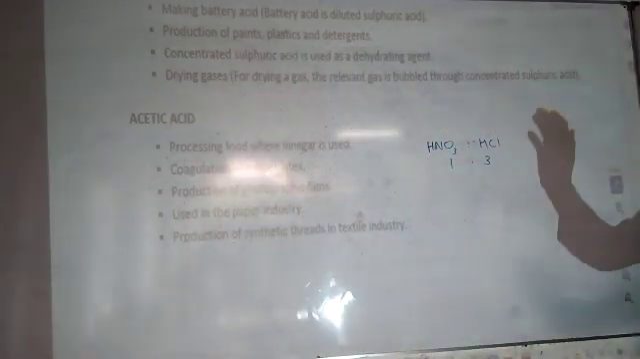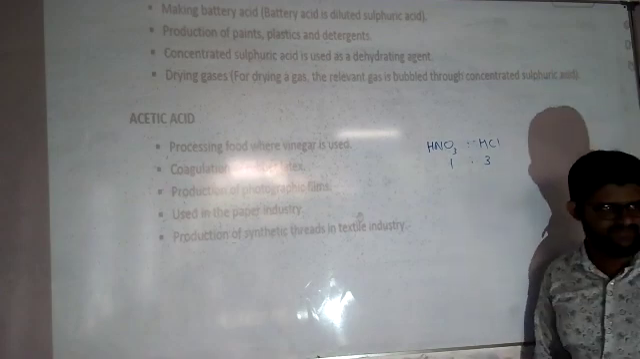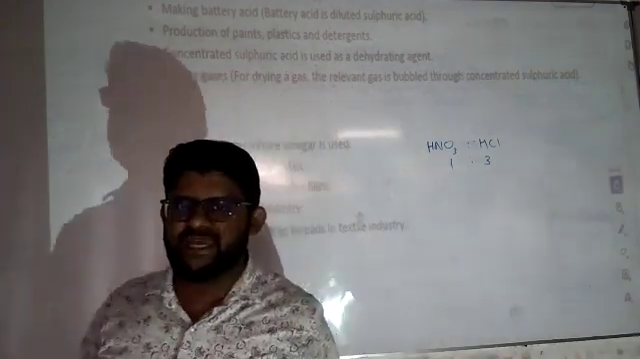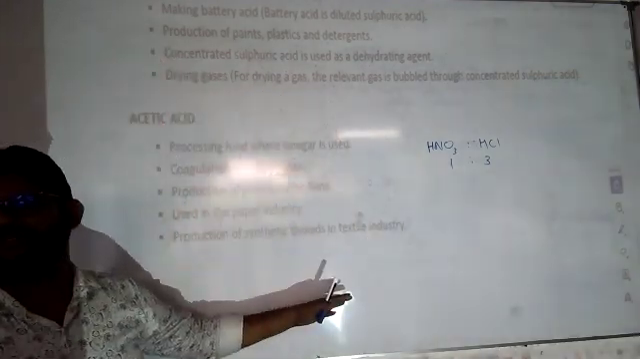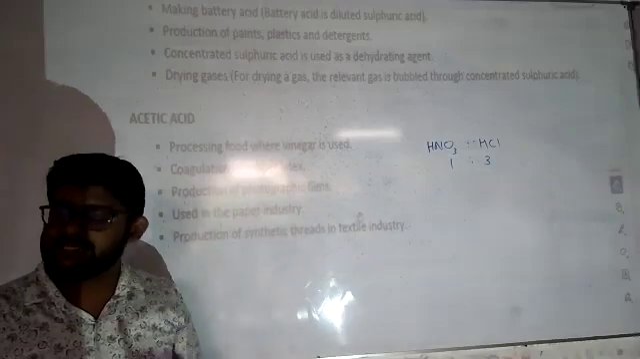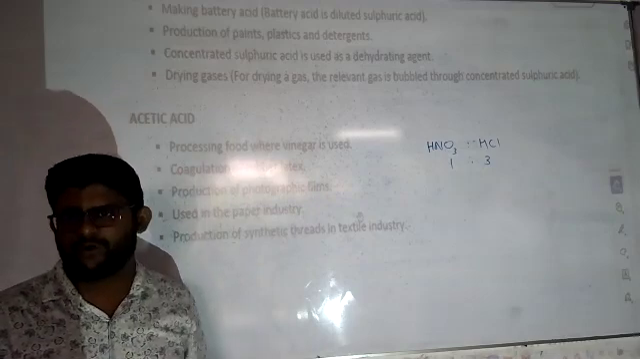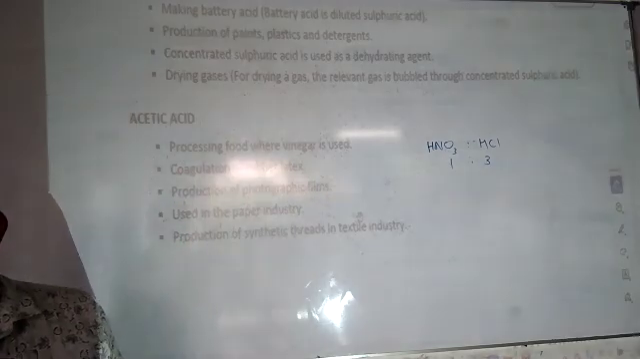So accordingly, these are some examples of organic acids and where we use them. These usages and applications we have to remember. This comes in MCQs, and the question structure may ask you to write one or two examples, one or two applications. That's all.